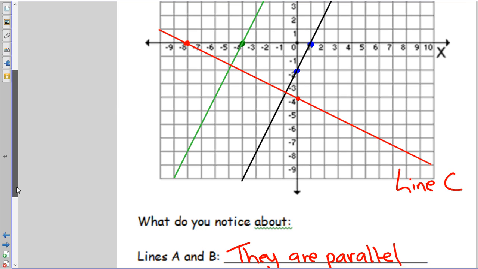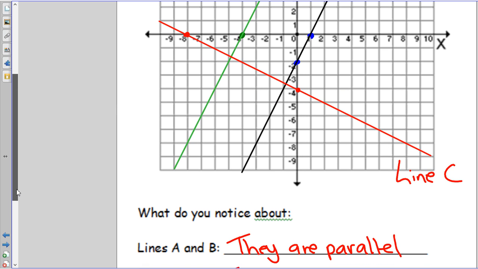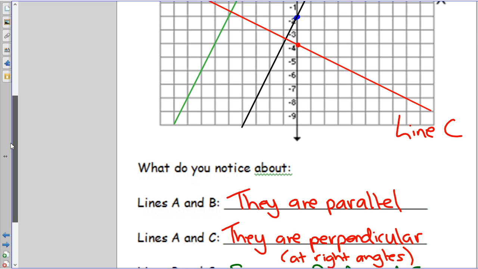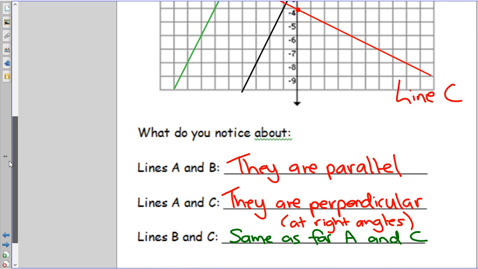Then you're asked, what do you notice about line A and line C? Line A is the green one, line C is the red one. It's hard to tell exactly, but it's meant to be that they're perpendicular. They meet at right angles, because it's meant to be a right angle here. Just turns out that way. What do you notice about line B and line C? Line B is a black line, line C is a red line. Same thing, they're perpendicular, meaning that they are at right angles.